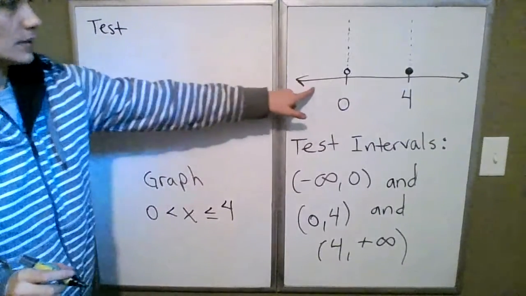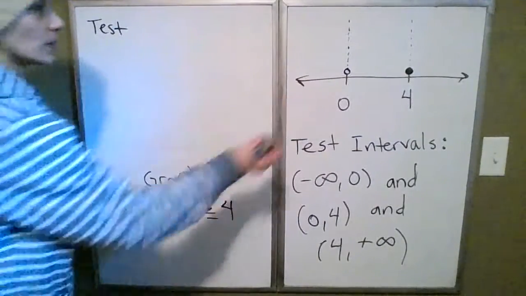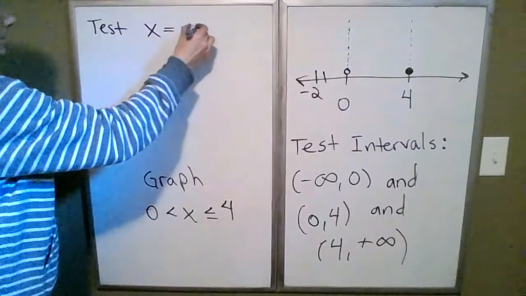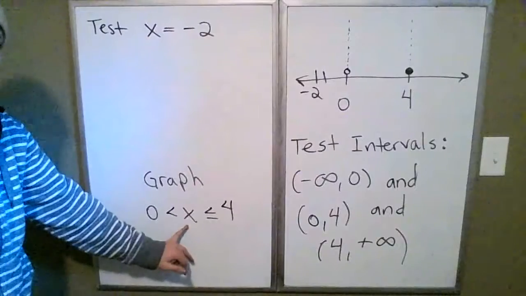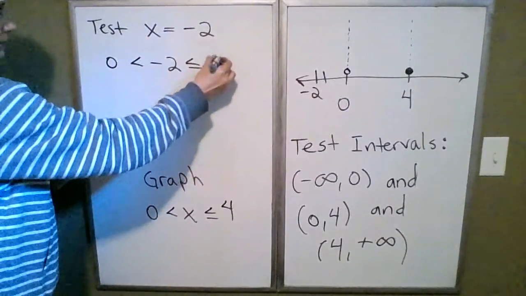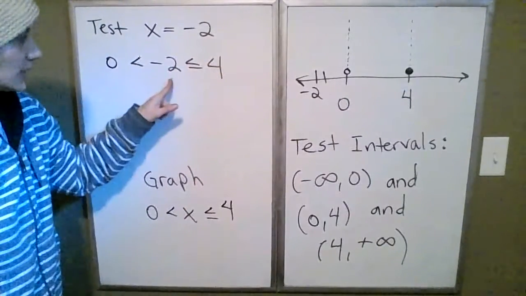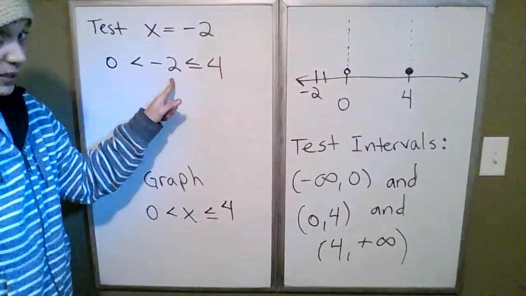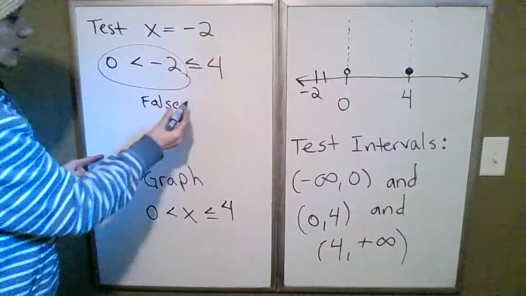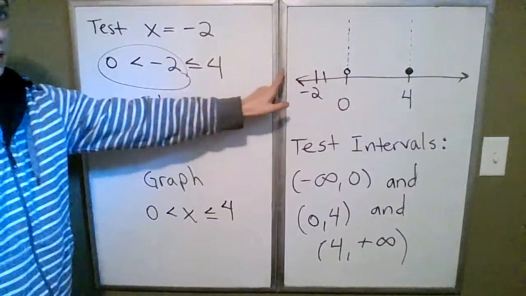Okay, let's pick a number somewhere over here, like negative something. And you have to put it into your inequality. And it's a solution if it makes the statement true. So 0 less than -2 is false. So this is not a solution, and numbers over here are not solutions either.